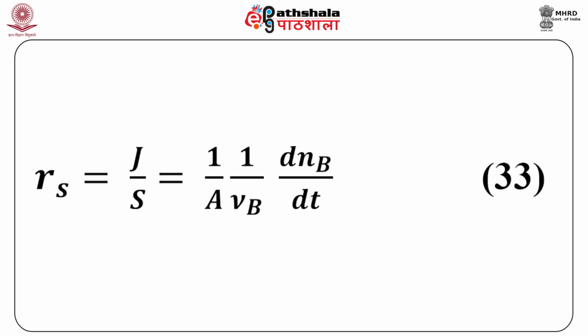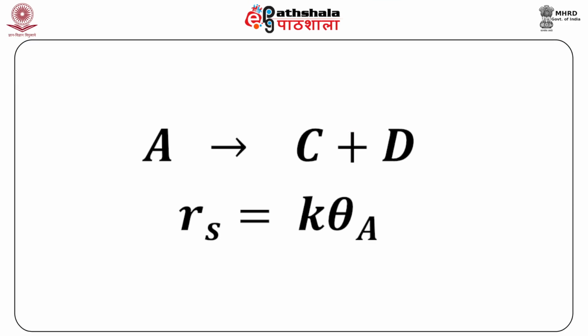The conversion rate of a heterogeneous catalyst per unit surface area is given by Rs = J/S = (1/A)(1/νB)(dNB/dt), as equation 33, where J is the conversion rate, S is the catalytic surface area, and νB is the stoichiometric number of any species B in the reaction. If the elementary reaction on the catalyst surface is unimolecular in nature, that is, A gives rise to C plus D.